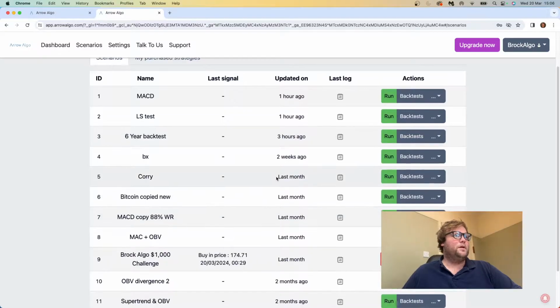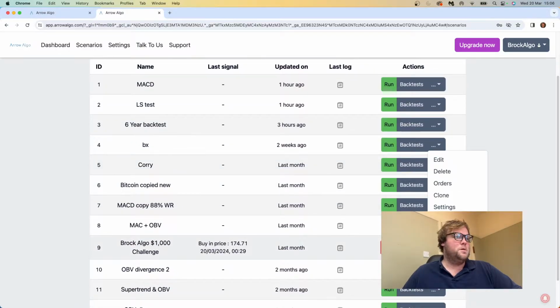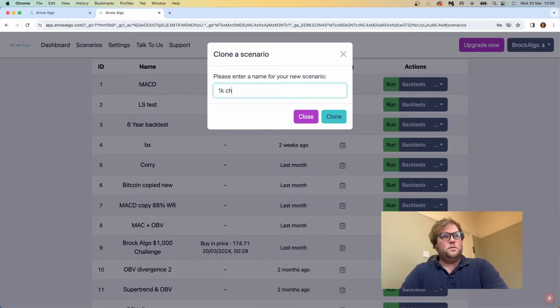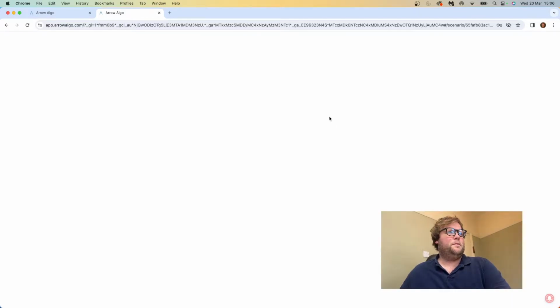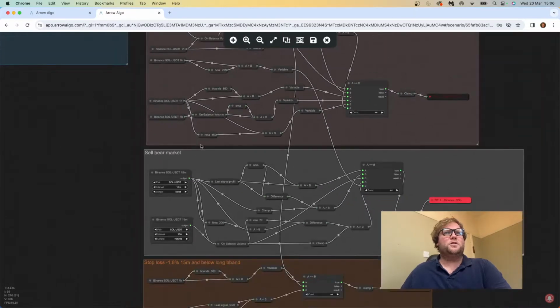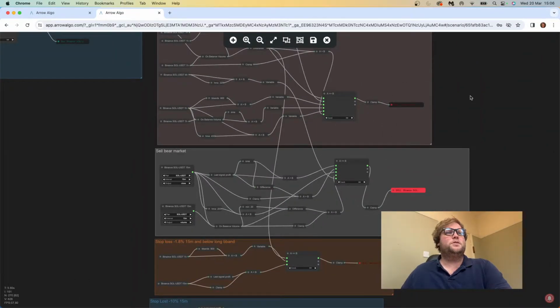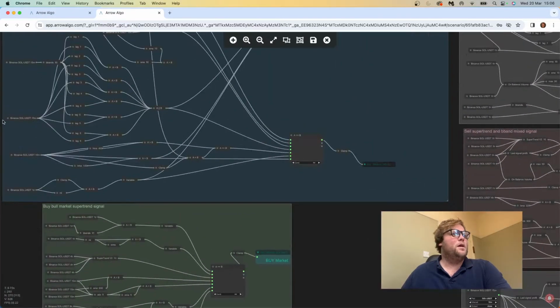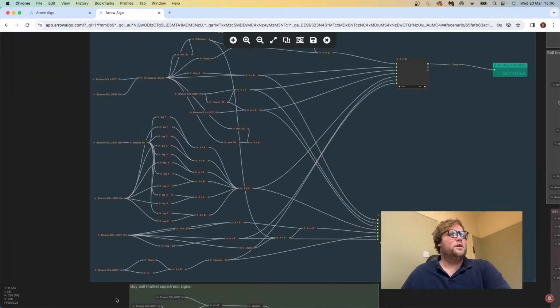So if I come over to my scenarios, now I won't be able to edit it live because it is in that marketplace, so what I'm going to do is create a copy of it. And this is the strategy here. I don't want users to be put off by the complexity of this. It's taken a long time to build, trial and error.